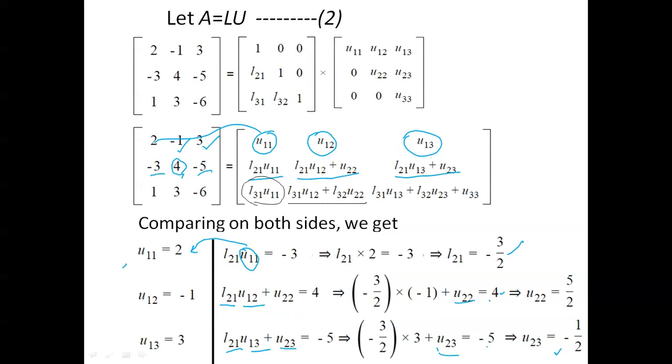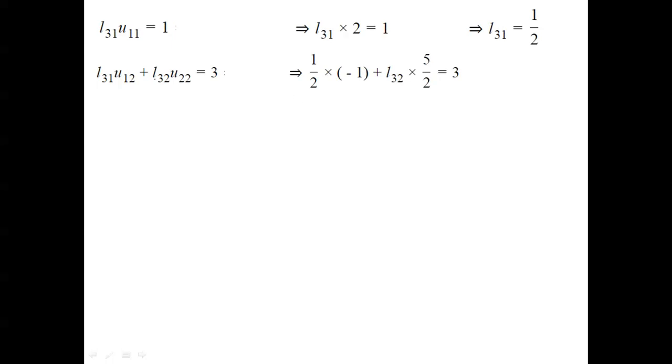In the same way, L31 U12 plus L32 U22 equal to 3. So from here we have to calculate the L32 value, because U22 is calculated previously, U12 is calculated previously, and L31 is calculated previously. These values are substituted in this equation. So we get the L32 value. L32 value is 7 by 5.